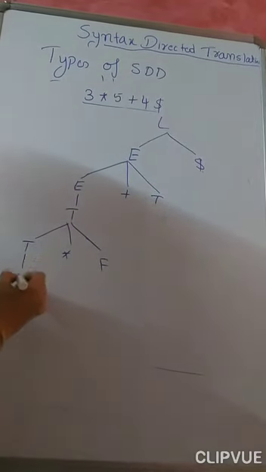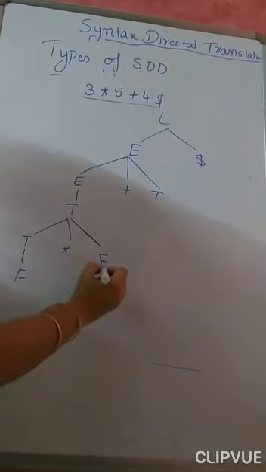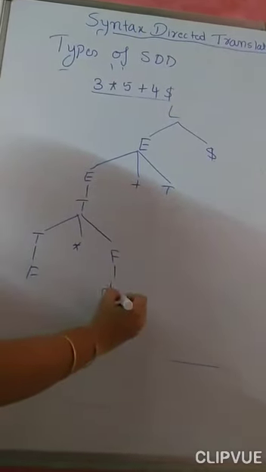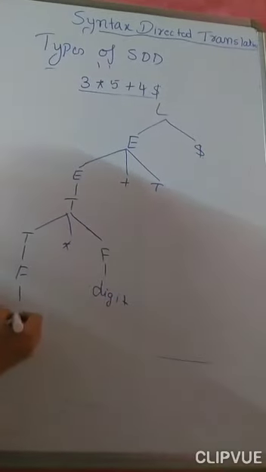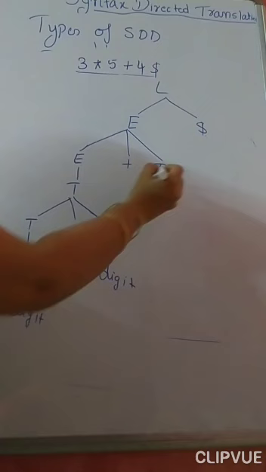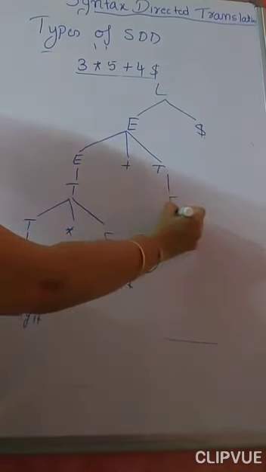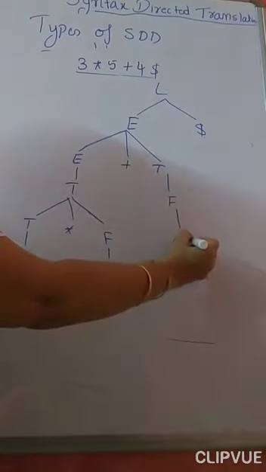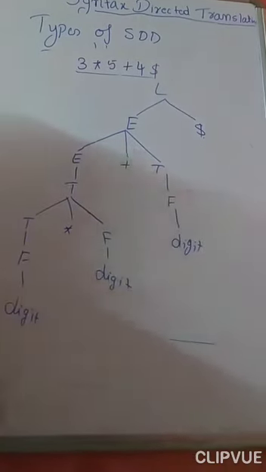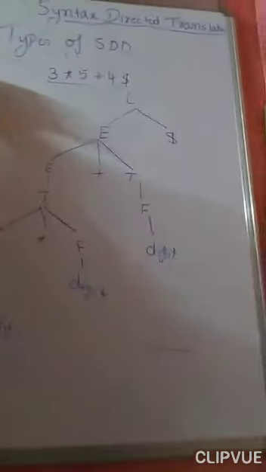Then T determine F. Then F determine digit. F determine digit. This side, T determine F, and F determine digit. Okay, this is the parse tree, the normal parse tree. Now I wanted to construct what?